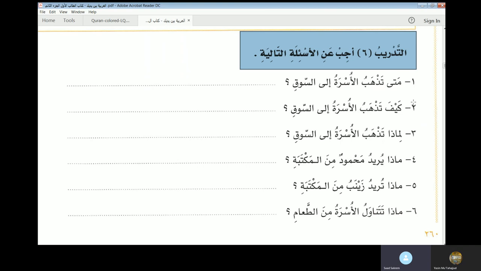Sixth exercise. Ajib, answer about the following questions. Ajib means answer. An means about. Asila means questions. Following questions.